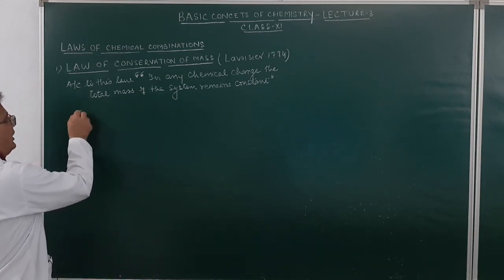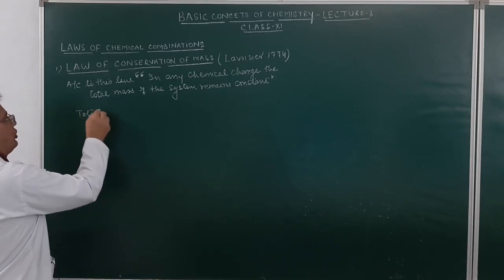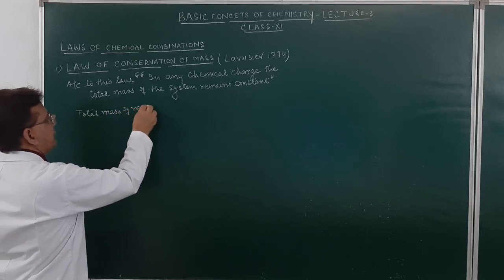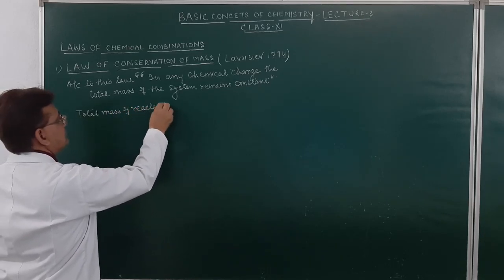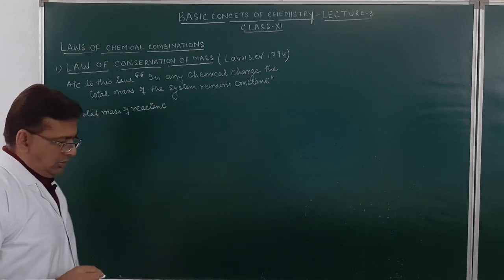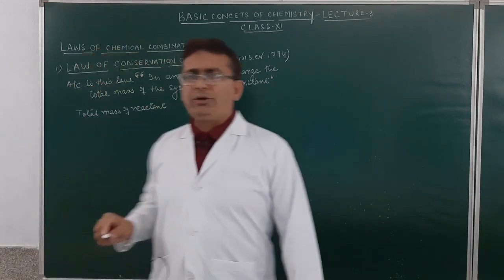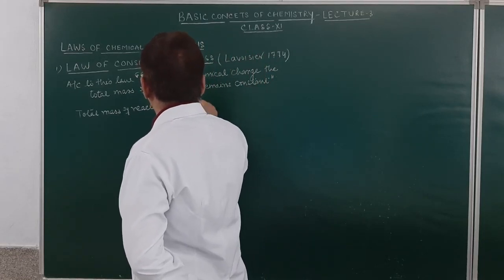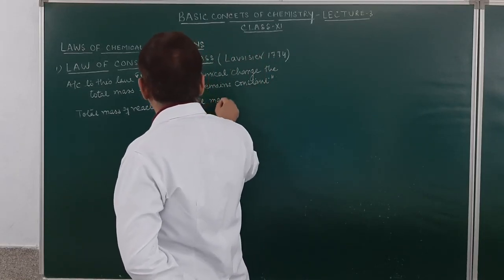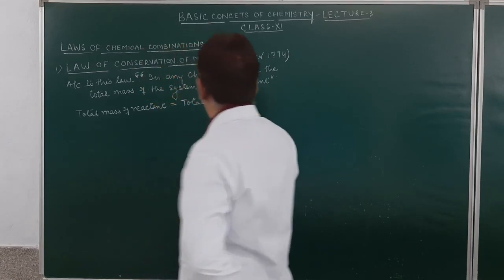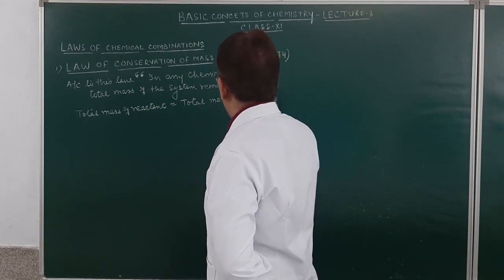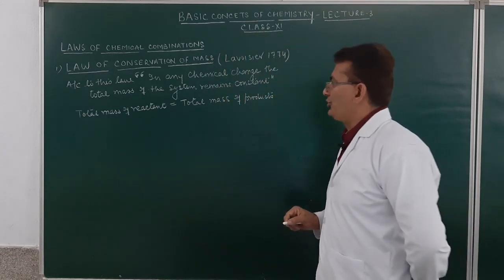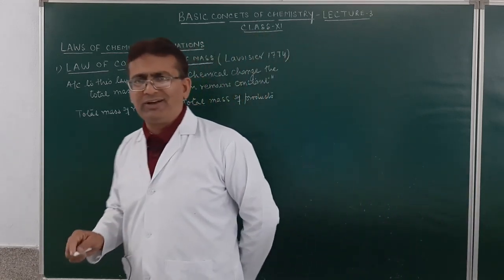So, I must say over here, the total mass of the reactants will be equal to the total mass of the products. Am I clear, students? So, during any chemical change, the total mass of the reactants will be equal to the total mass of the products.